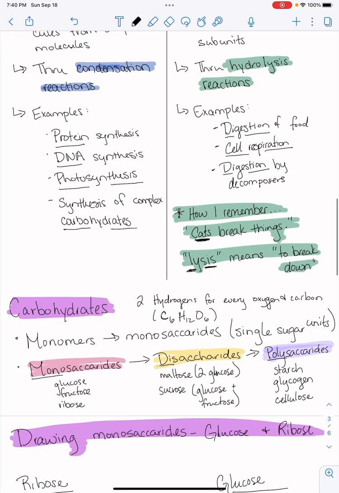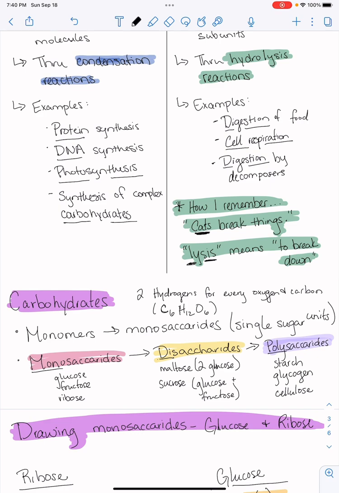So moving on to carbohydrates. This is our first biomolecule that we're going to talk about. When we talk about carbohydrates, hopefully you remember this term called a monomer. Monomers are the building blocks of biomolecules or macromolecules. The monomers of carbohydrates are called monosaccharides. Mono means one, saccharides means sugar. So these are the building blocks.